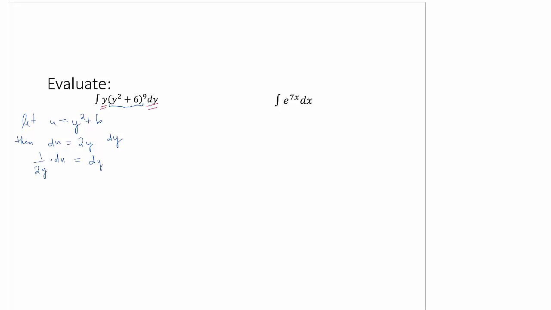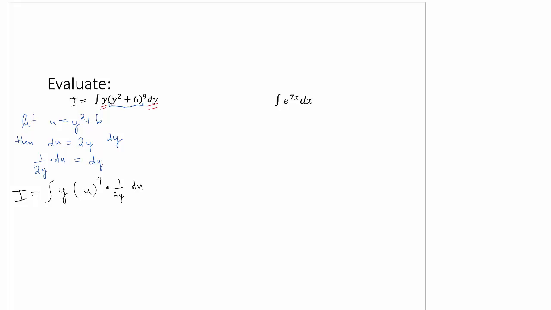All right, so now let's take my integral. I'll call that I. And let's rewrite it using our substitutions. So my integral is, let's see, I'd have a y times u to the 9th, and instead of dy, I'll write that as 1 over 2y du. I've replaced the dy with the 1 over 2y du.